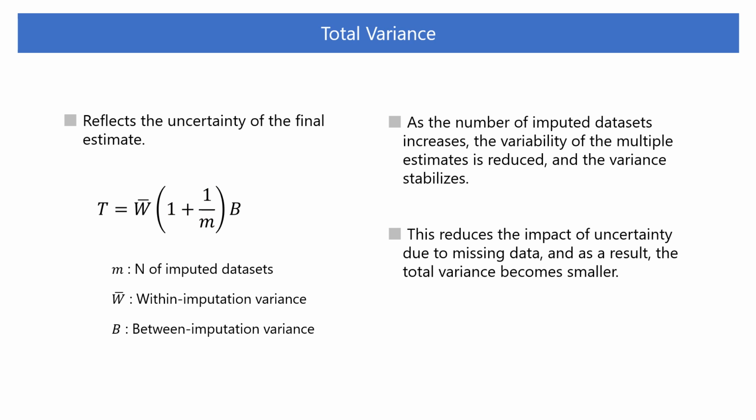In sum, this formula shows that when the number of imputed datasets is small, the total variance increases. As the number of imputed datasets increases, the variability of the multiple estimates is reduced, and the variance stabilizes. This reduces the impact of uncertainty due to missing data, and as a result, the total variance becomes smaller.